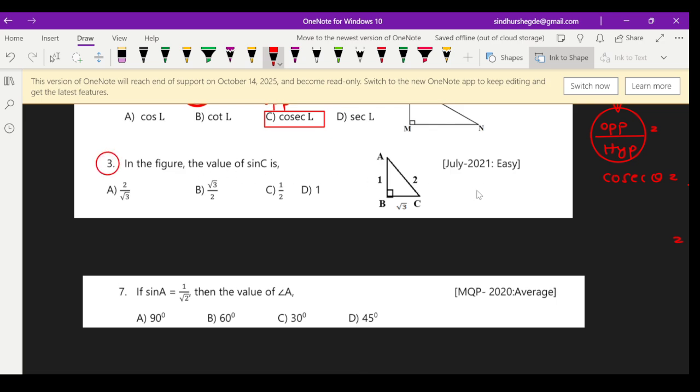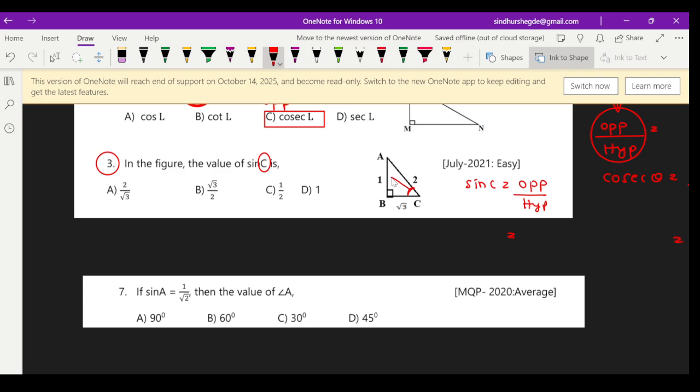The next question is, in figure C, find the value of sin C. So the very first thing that we have to do, just by looking into the question, is to write down the known formula. Sin C is, use your pencil and write the value of sin C. Sin C is opposite side by hypotenuse, or else perpendicular side by hypotenuse. What is the opposite side over here?